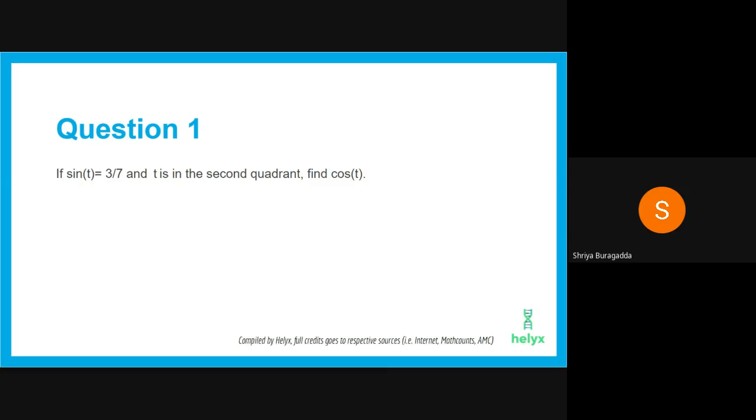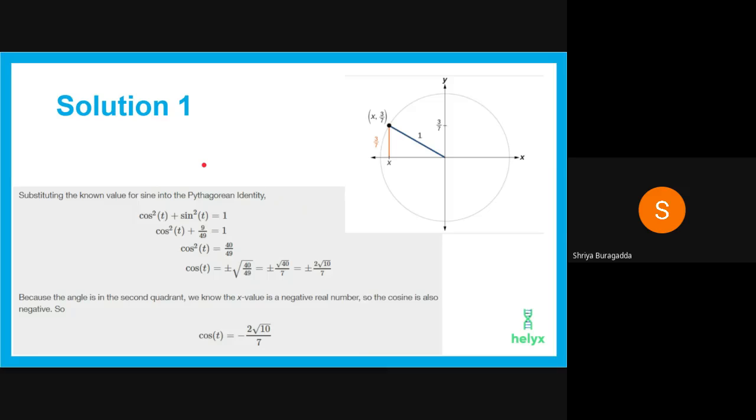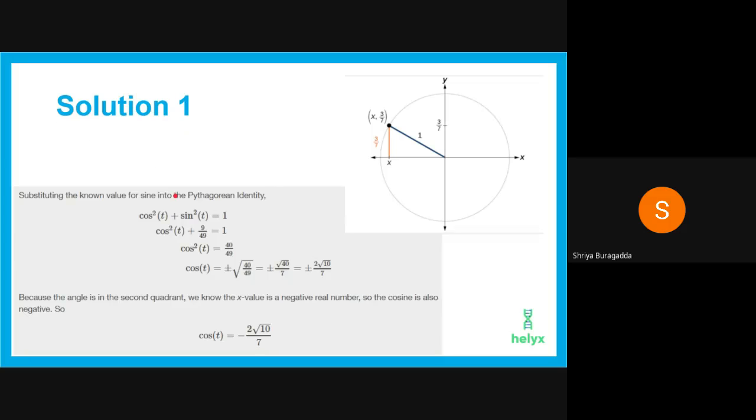Okay, let's take a look at the answer to this one. Let's start with how to approach it. They show you how to put it on a unit circle, because they give you that the sine of the angle t is 3/7. So they made the y-coordinate 3/7, and we're looking for the x-coordinate now.